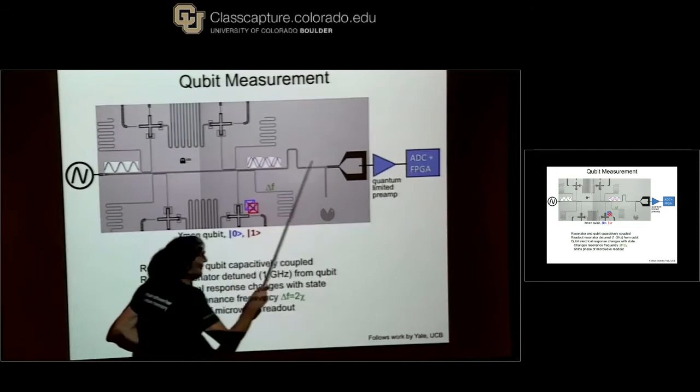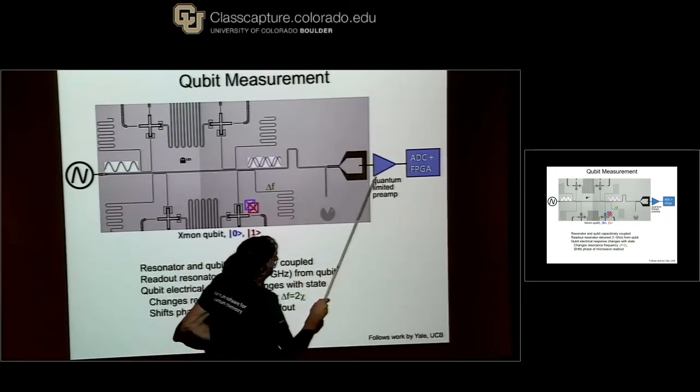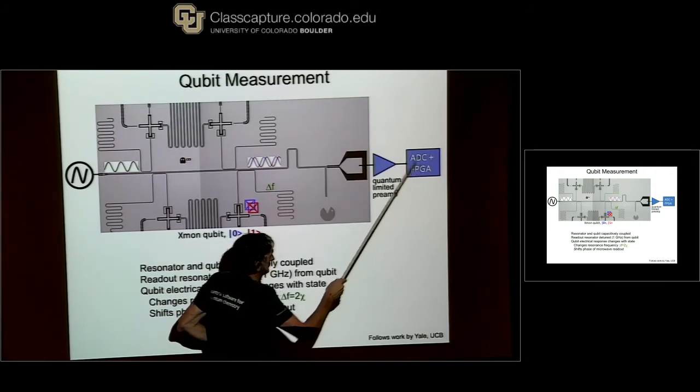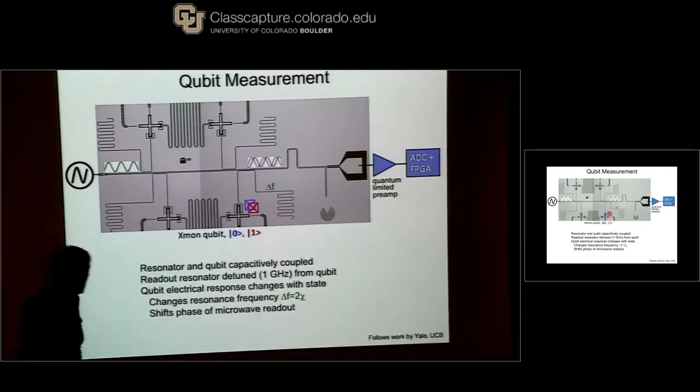And then this goes out here to a quantum limited preamplifier, and then we look at the phase of the signal here, and we can tell what the state of the qubit is. Okay? So questions on operationally what we do?